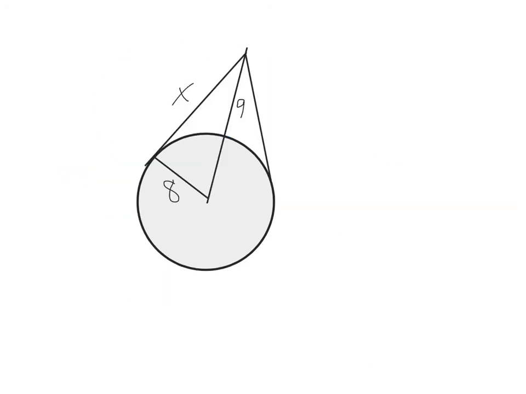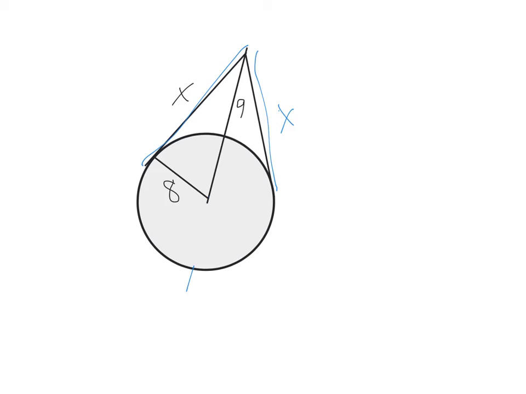Okay, here I have two lines that are tangent, and one of them's called x, so that means this one is equal to it, so it's also x. And the radius is 8, and then this segment here, which doesn't go all the way through, so it's not even a secant segment.